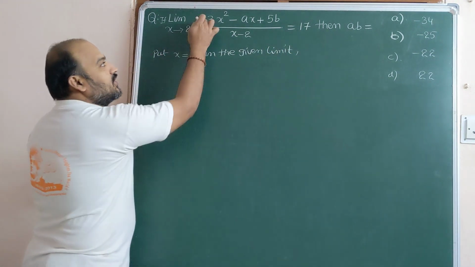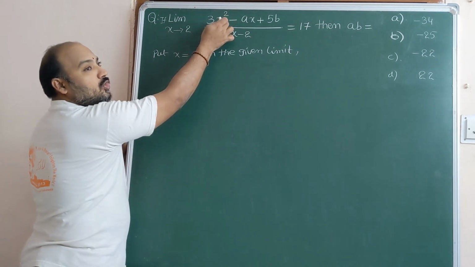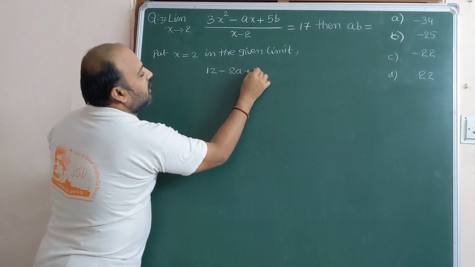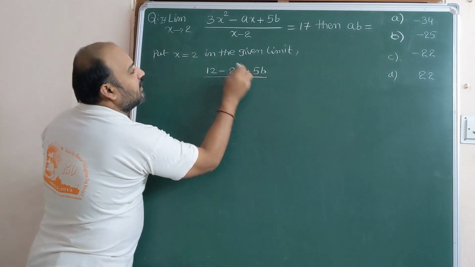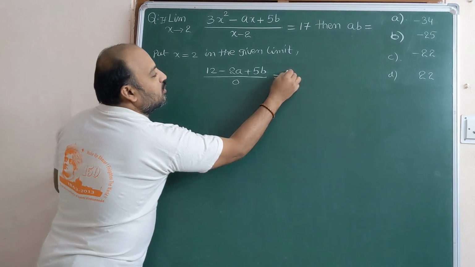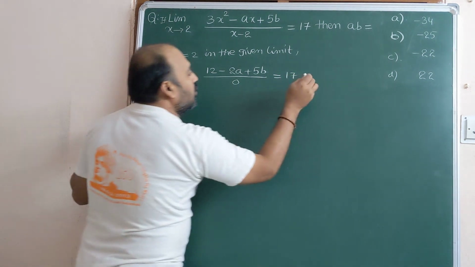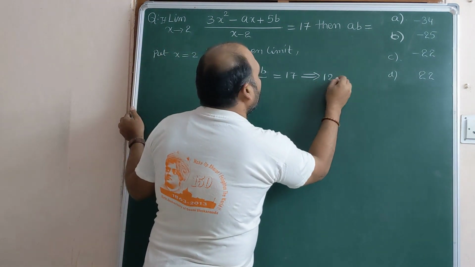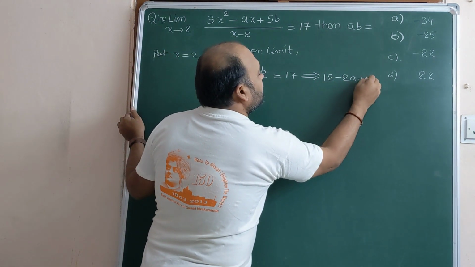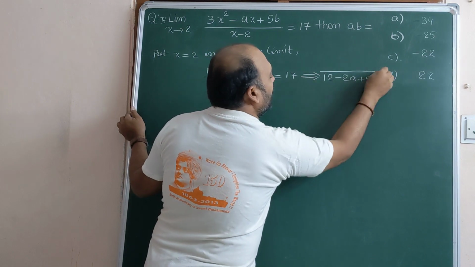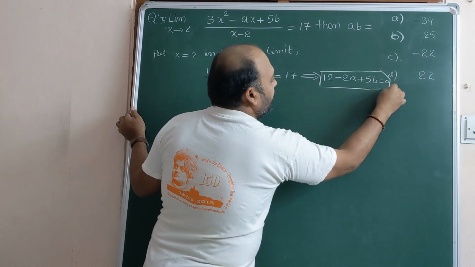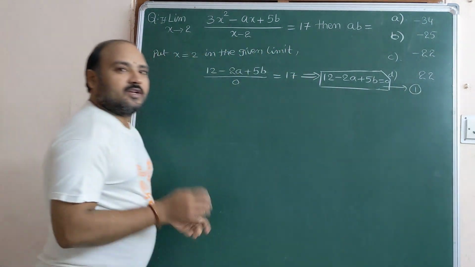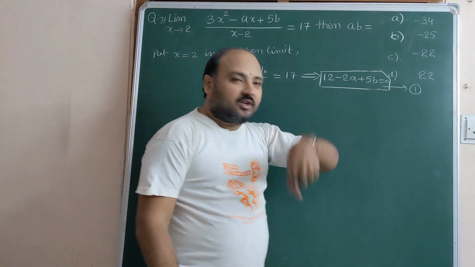So it becomes 3 into 2 square, so 3 into 4, it will become 12 minus 2a plus 5b divided by 2 minus 2, which is 0, equal to 17. If you do the cross multiplication, what you are going to get? 12 minus 2a plus 5b equal to 0. One equation it is. You keep that as equation number 1. They are asking to find a and b values and the product of a and b.